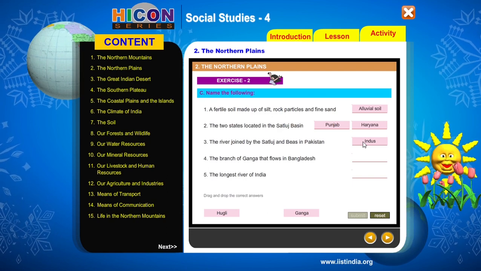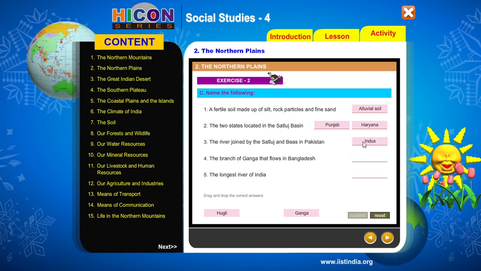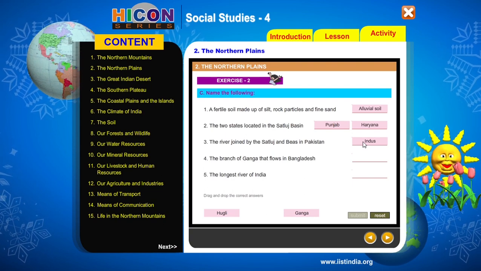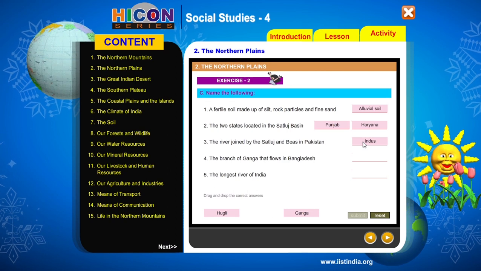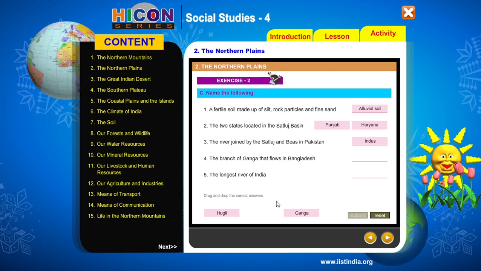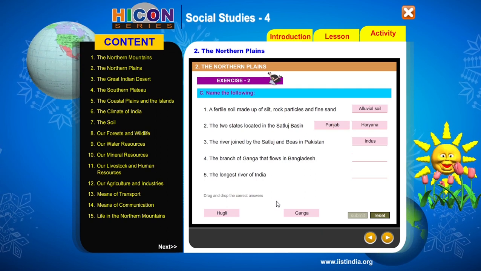Right? Next, the branch of Ganga that flows in Bangladesh. The branch of Ganga that flows in Bangladesh is the Padma.